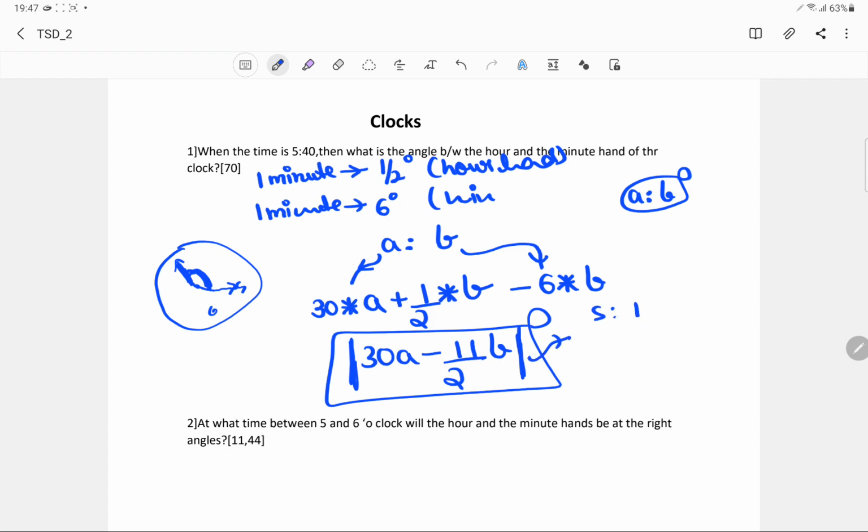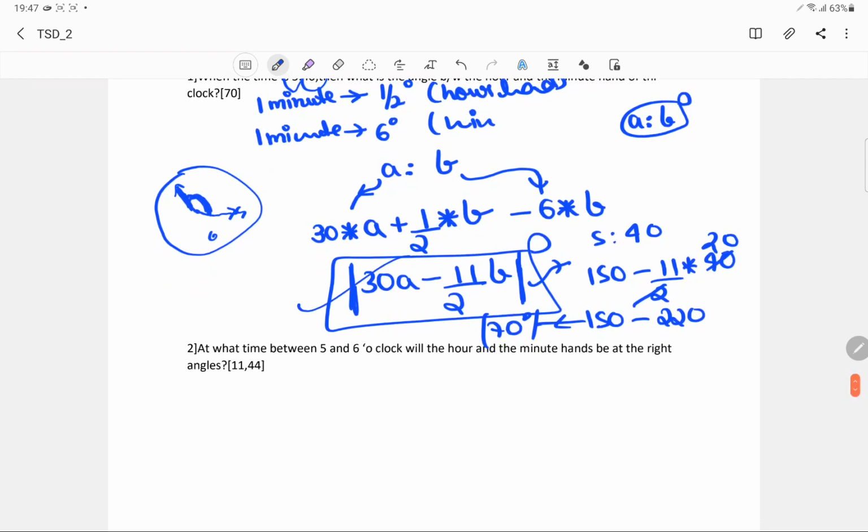So for 5:40, this would be nothing but 150 minus 11/2 into 40. Okay, 11 by 2 into 40 is 220. So this is nothing but 150 minus 220, which is 70 degrees, the absolute value you have to take. Okay, so I think you got it. The minute hand is always concerned about just the minute part, whereas the hour hand is concerned with the hour part as well as the minute part. You can use the formula, but there is no need to use the formula. You can even visualize it.